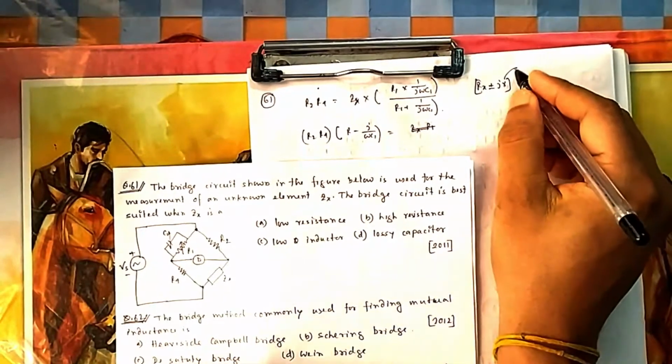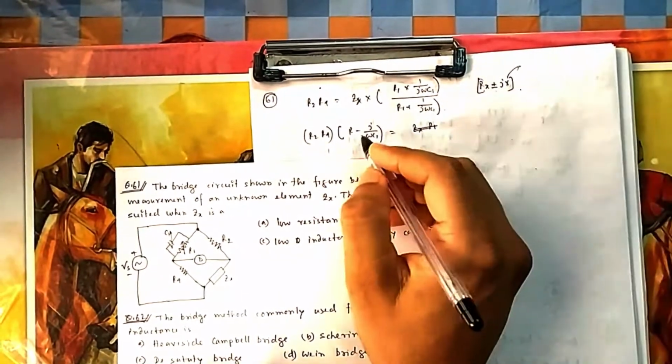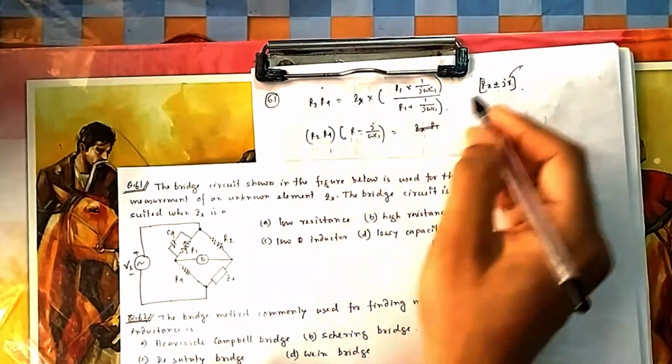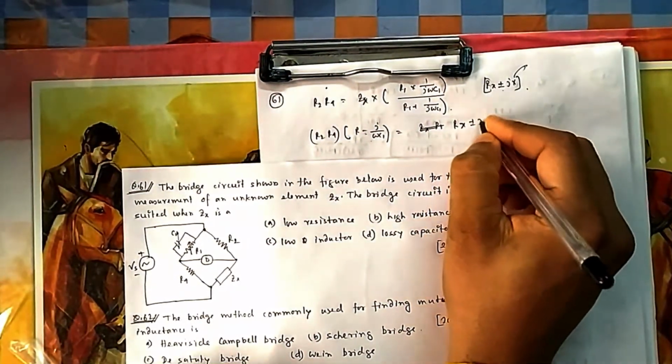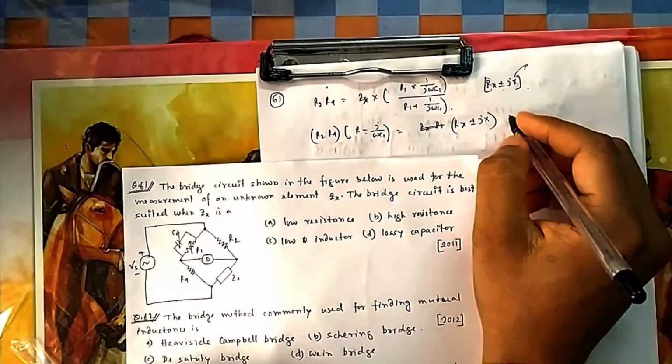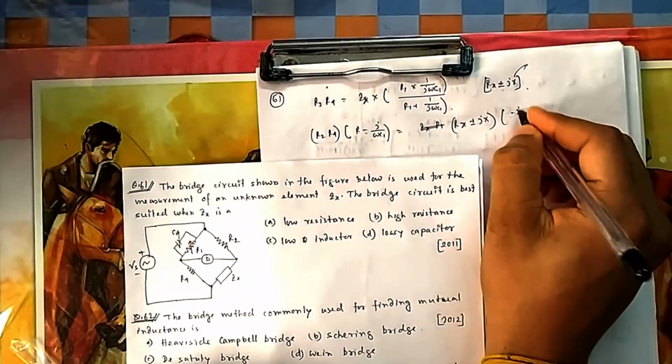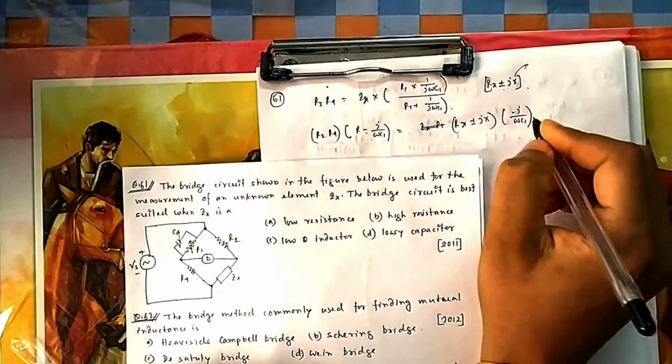I don't know, if it is plus then it will be inductance, if it is minus then it is capacitance. You know, if j has a minus, that means it is capacitance. So let me put it Rx plus minus jx. I don't know what is there, and then it is minus j by omega C1.